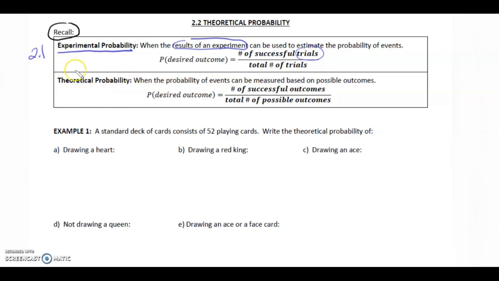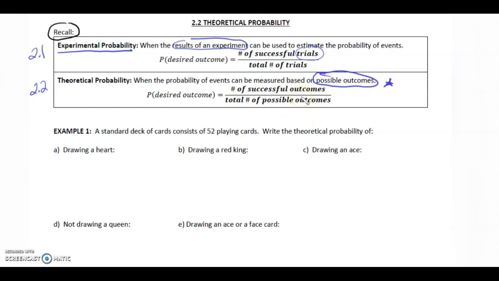Now, theoretical probability is what we're actually going to do in 2.2. This is when the probability of events can be measured based on possible outcomes. So this is the highlight here, possible outcomes. We're doing this based on an ideal situation where everything's completely fair. The equation is very similar: the probability of whatever your desired outcome is, is the number of successful outcomes divided by the total number of possible outcomes.